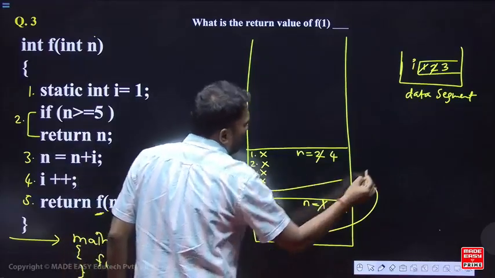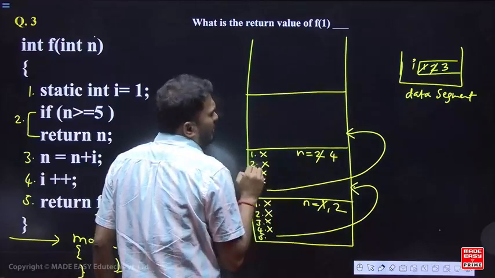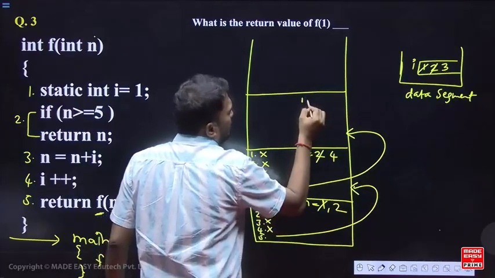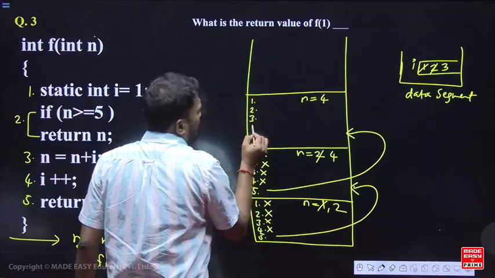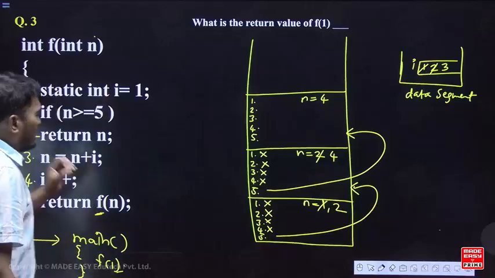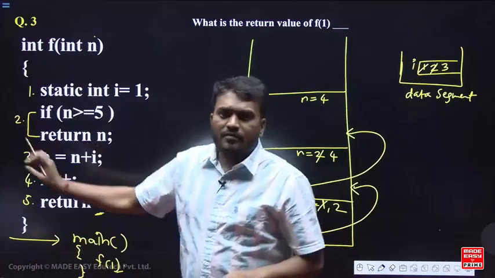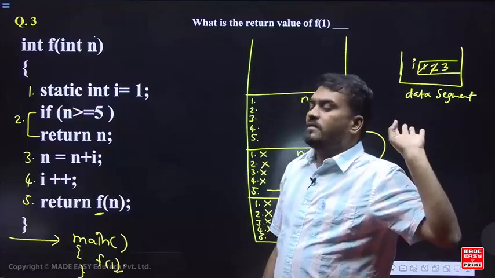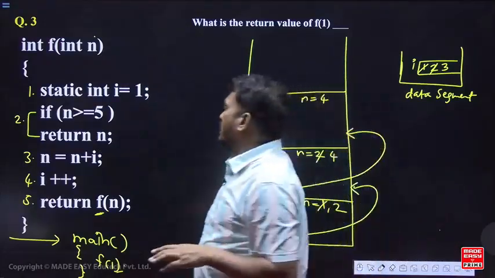Return f of n. So it's recursively calling the function f by passing the n value. Tell me what is the n value now? 4. You are passing n value 4, and again you will have 1, 2, 3, 4, 5 statements. Remember, whenever you call this function f, you have to execute all the 5 statements.